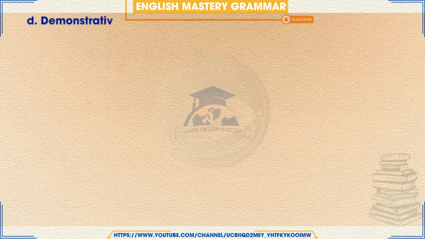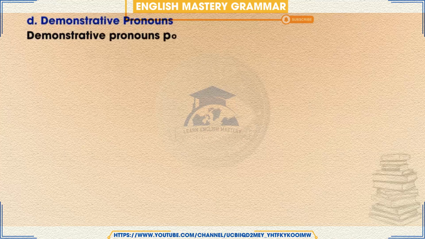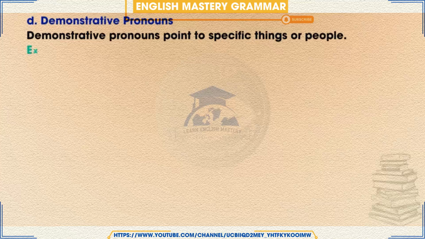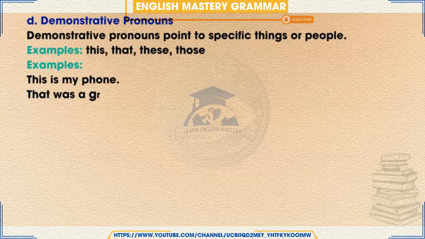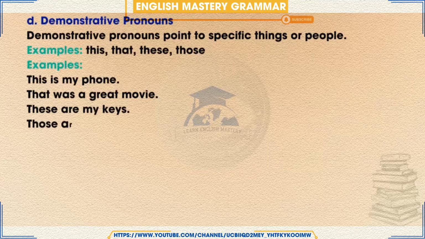D. Demonstrative pronouns. Demonstrative pronouns point to specific things or people. Examples: this, that, these, those. Examples: This is my phone. That was a great movie. These are my keys. Those are my friends.